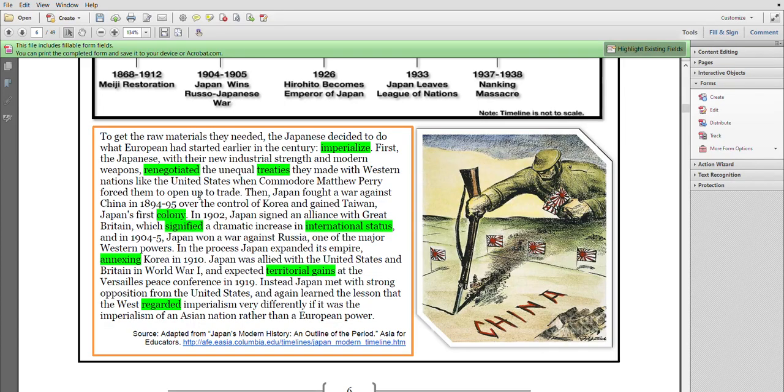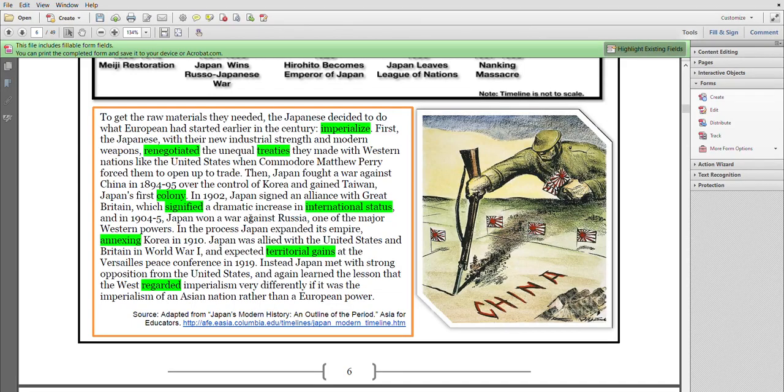First, the Japanese, with their new industrial strength and modern weapons, renegotiated the unequal treaties they made with the Western nations like the United States, when Commodore Matthew Perry forced them to open up to trade. Then, Japan fought a war against China in 1894 through 95 over the control of Korea and gained Taiwan, Japan's first colony. In 1902, Japan signed an alliance with Great Britain, which signified a dramatic increase in international status.